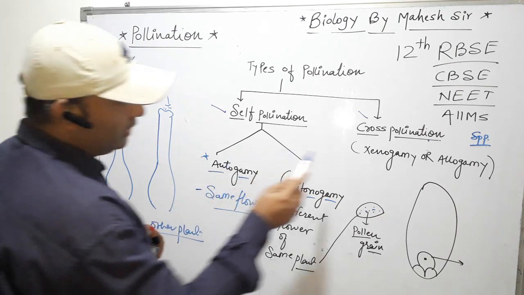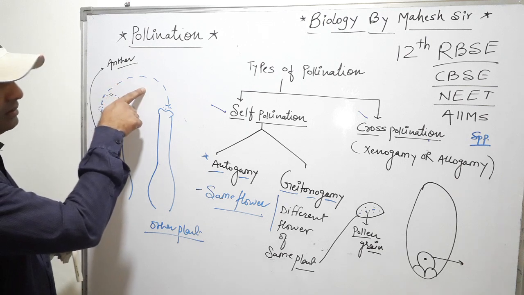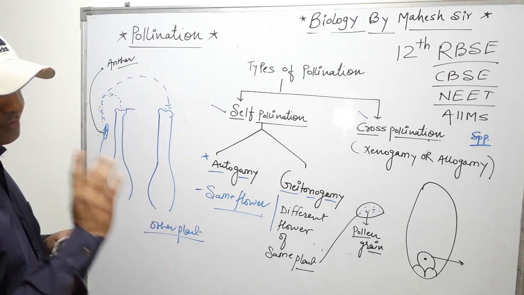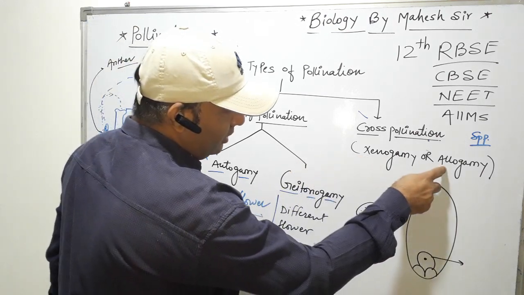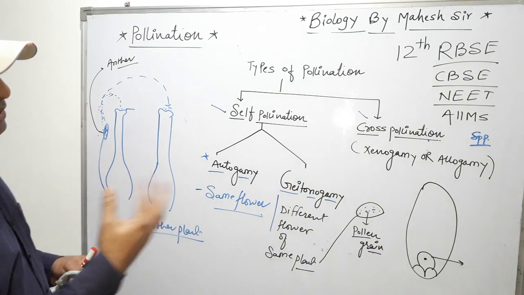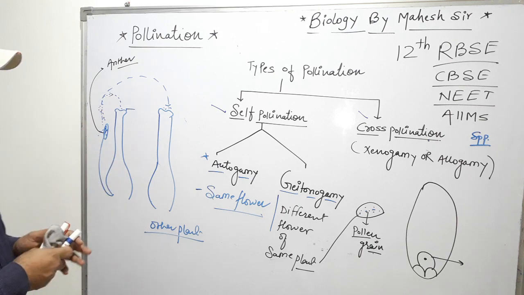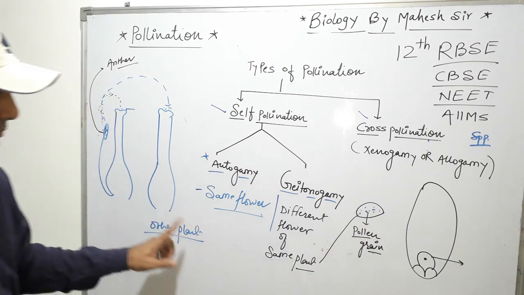So for cross-pollination it requires some pollinating agents like air, insects and birds. Without a pollinating agent, cross-pollination is not possible. Xenogamy and allogamy are the other terms related to cross-pollination, in which the pollination is between two different plants of the same species. So it is the outline or ray diagram of types of pollination. Clear?